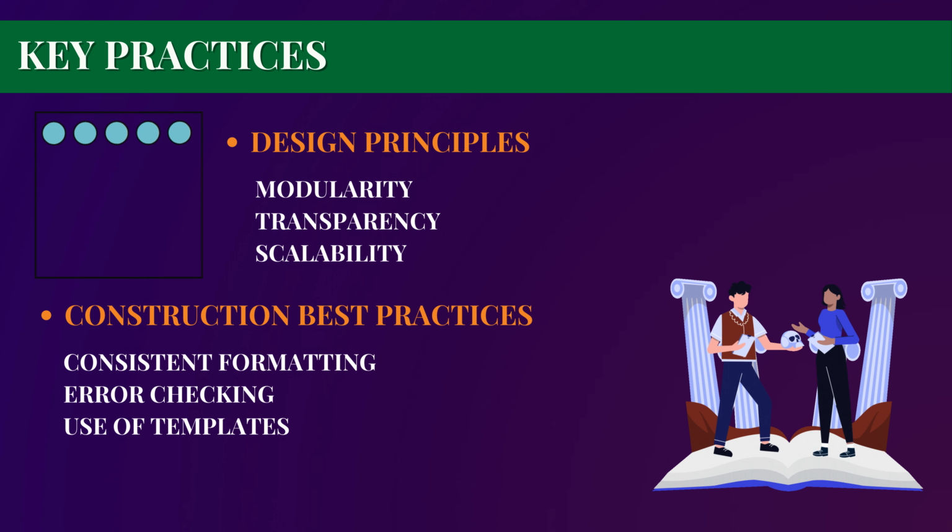Next is transparency, which makes the model easy to understand by using clear labeling, logical organization, and documentation. Scalability, which includes designing the model so it can easily be expanded or modified as new data becomes available or as requirements change. Construction best practices. Consistent formatting, that uses consistent cell formats, color codes, and naming conventions to improve readability. Error checking, that implements checks and balances within the spreadsheet to identify and correct errors. Use of templates means creating reusable templates for common modeling tasks to save time and ensure consistency.